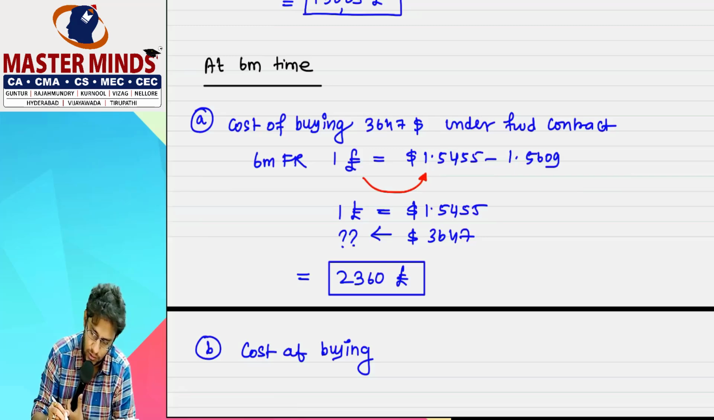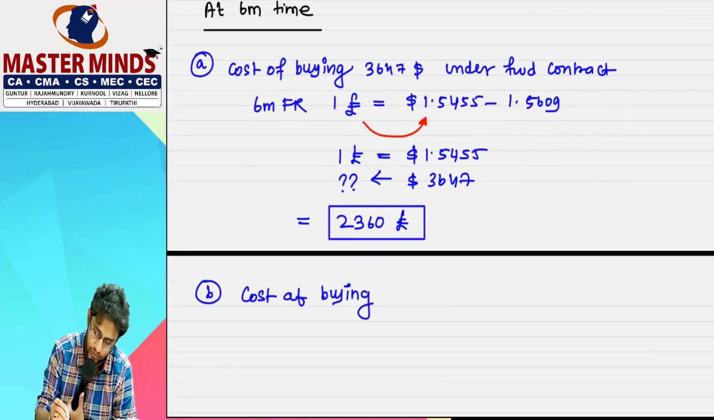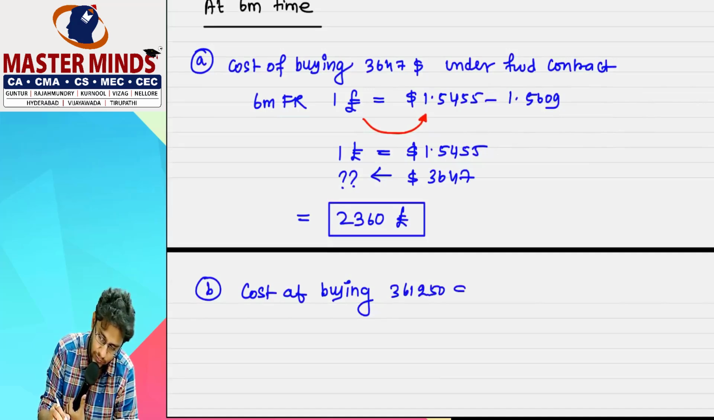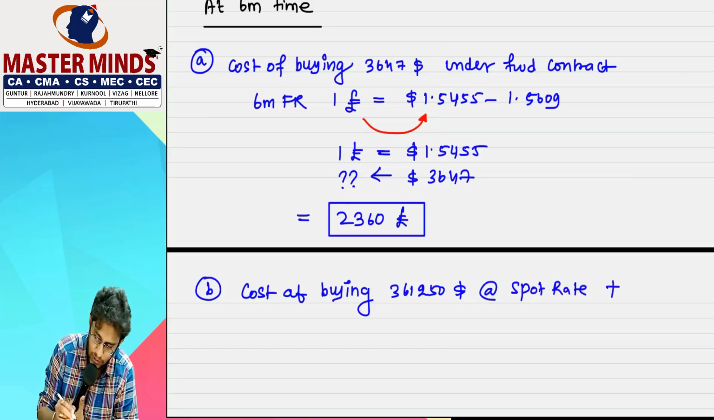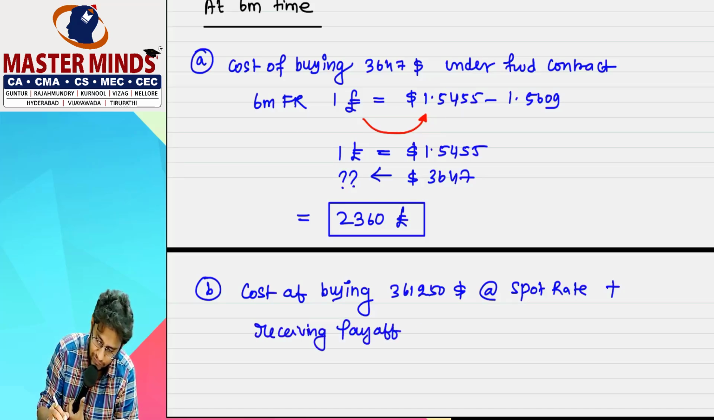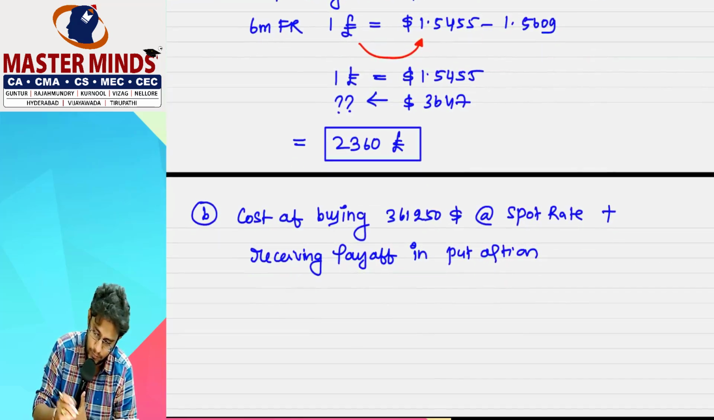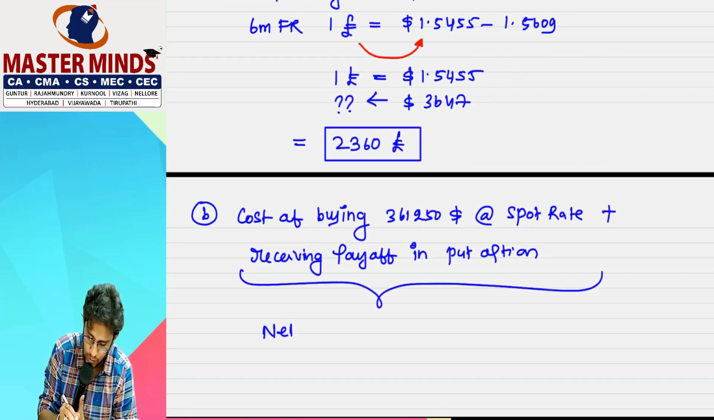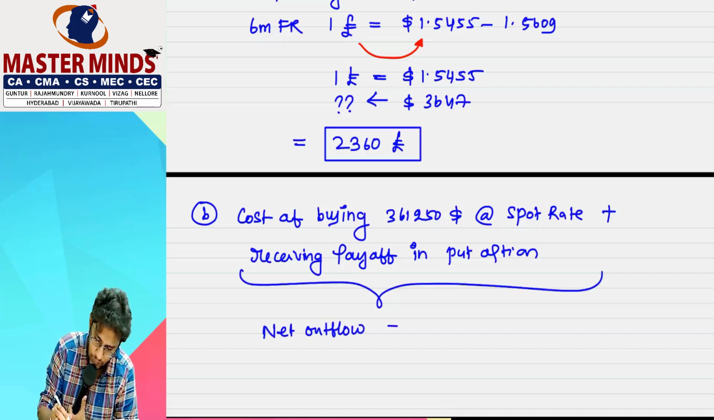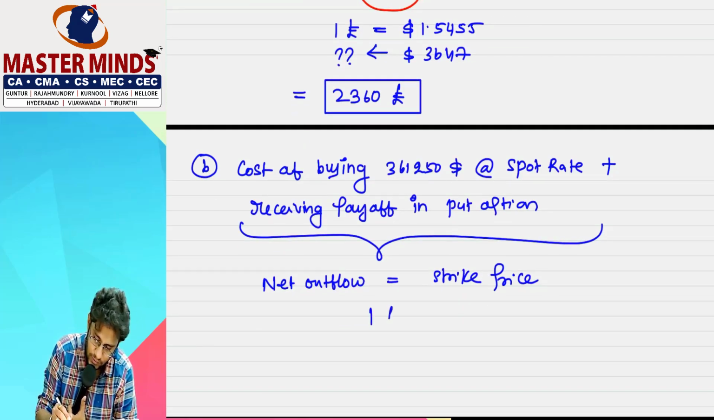Then cost of buying. How much is the hedged portion? $212,500 at spot rate, plus receiving payoff in which option is that? Put option. Net outflow will be equal to strike price. What is the strike price? 1 pound is equal to dollar 1.70.